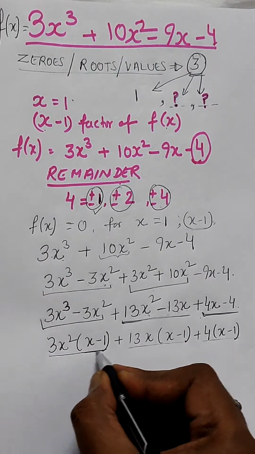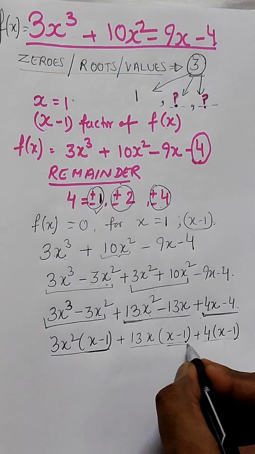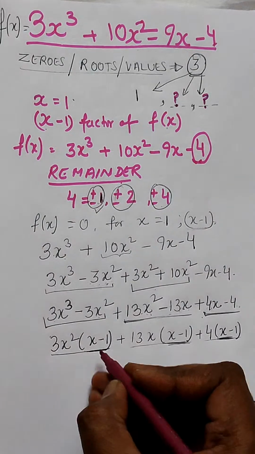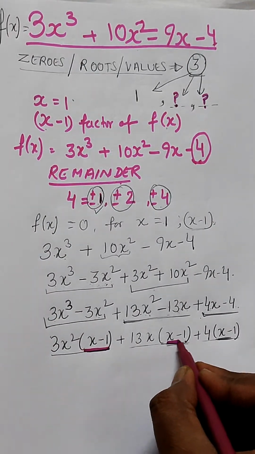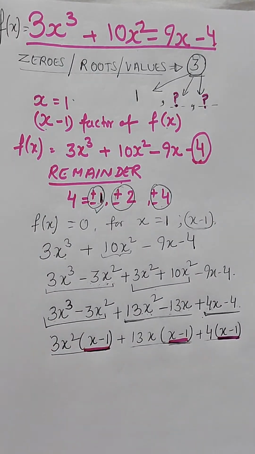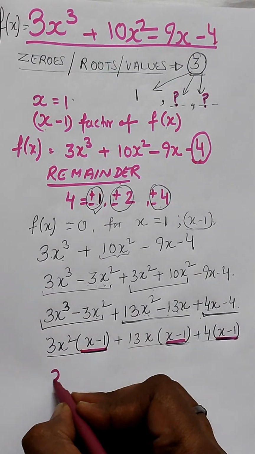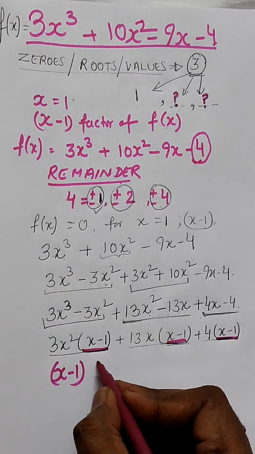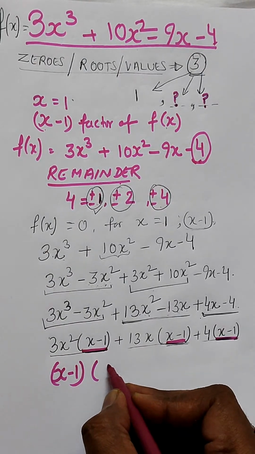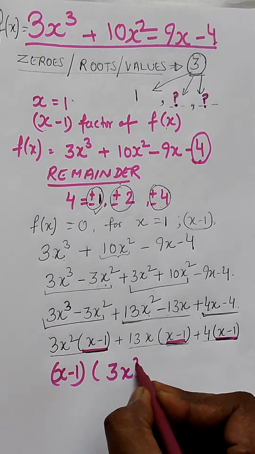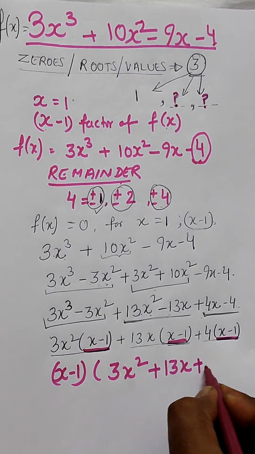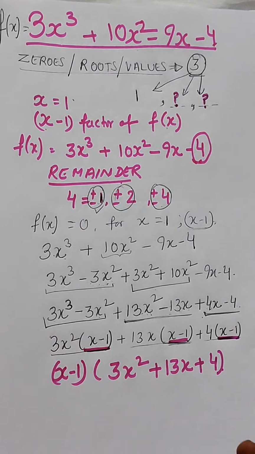This x minus 1, just bring it out. This x minus 1 is common in all these three. So bring this x minus 1 as common, right? And inside the bracket we are left with 3x square plus 13x plus 4, right?